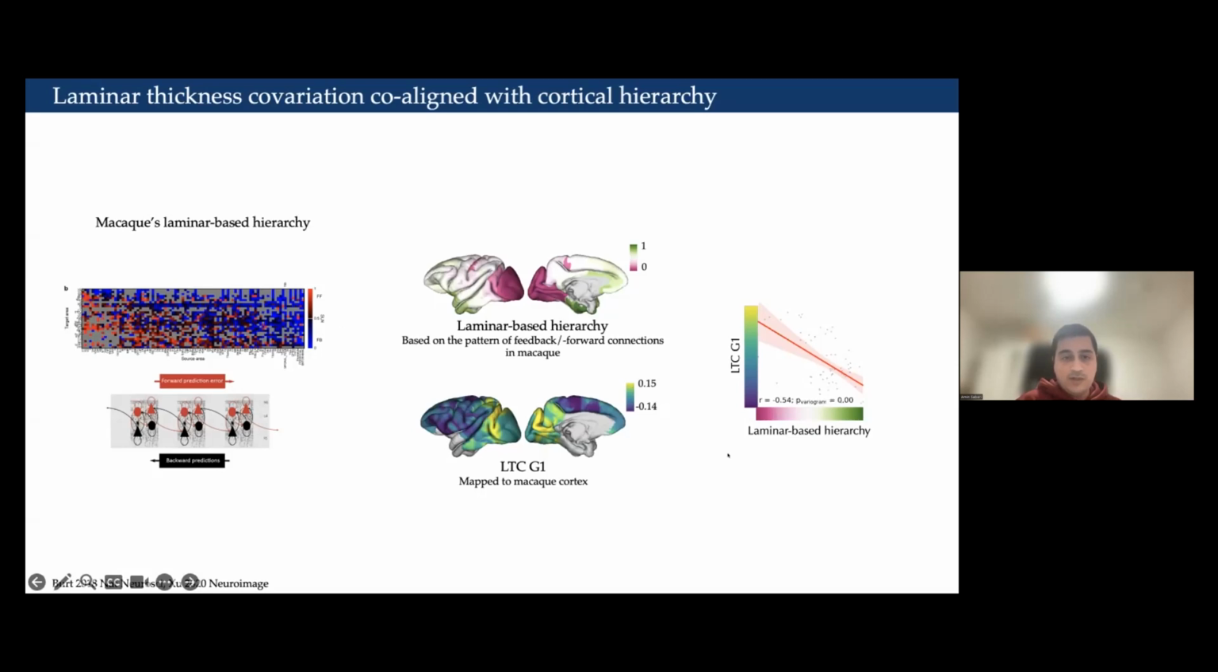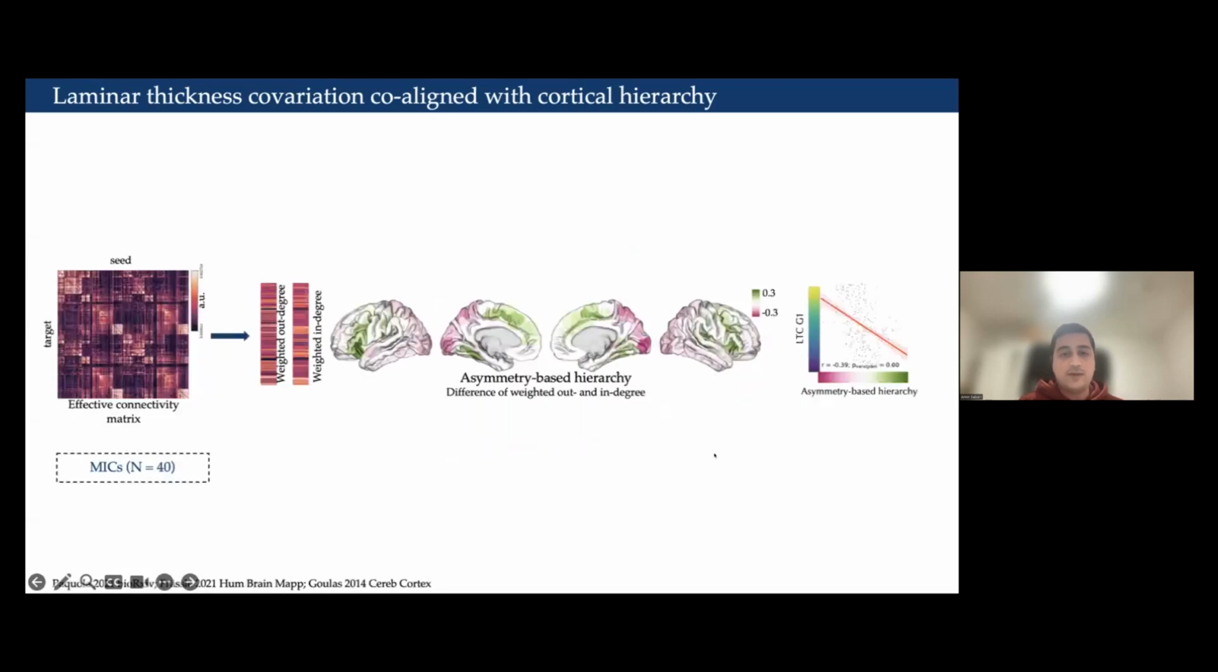Okay, but what about humans? In humans, we cannot do tract tracing, right? But we can do imaging. Based on resting state functional MRI, we derived the effective connectivity matrix, or we obtained this matrix from another publication. And then we asked whether there are regions that are more influencers on other regions rather than being influenced by them. This was the basis for another definition of hierarchy, which we call asymmetry-based hierarchy, which is based on asymmetry of effective connections between nodes.